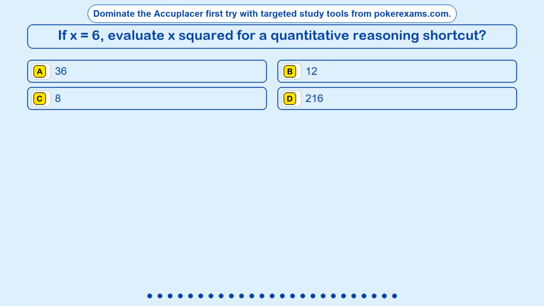Question 7. If x equals 6, evaluate x squared for a quantitative reasoning shortcut. Option A, 36. Option B, 12. Option C, 8. Option D, 216.